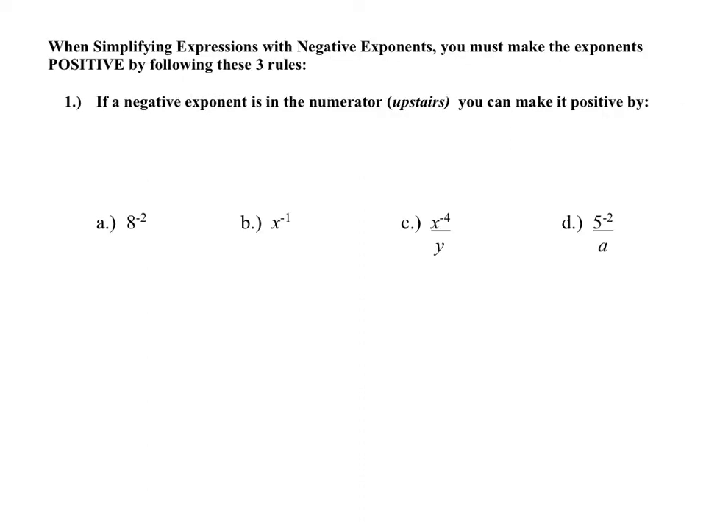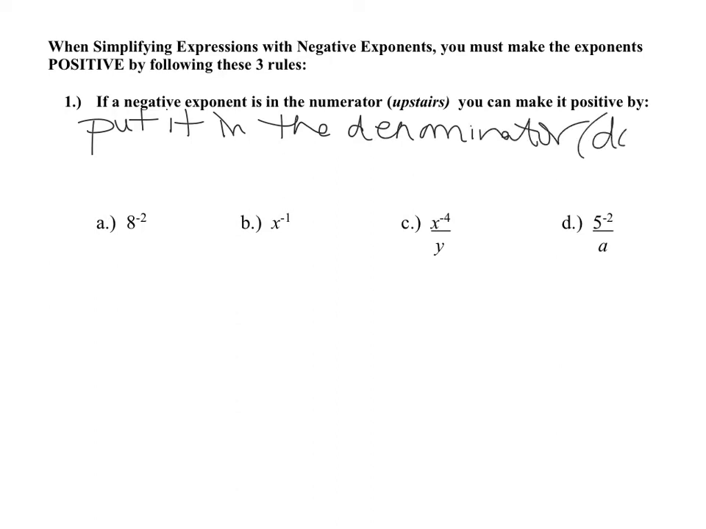Alright, so there are 3 things to keep in mind when you are trying to simplify negative exponents. If you have a negative exponent in the numerator, which I say when it's upstairs, you make it positive by putting it downstairs. So you put the base and the exponent downstairs and make it positive, or in the denominator. Alright, so I'm going to write put it in the denominator, which you'll hear me say, put it downstairs.